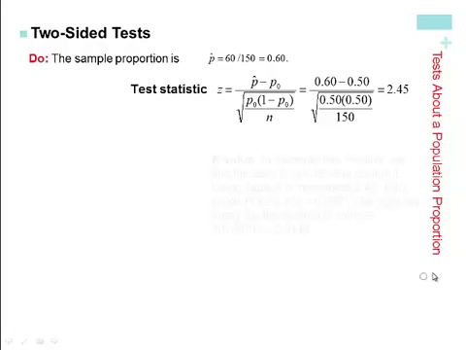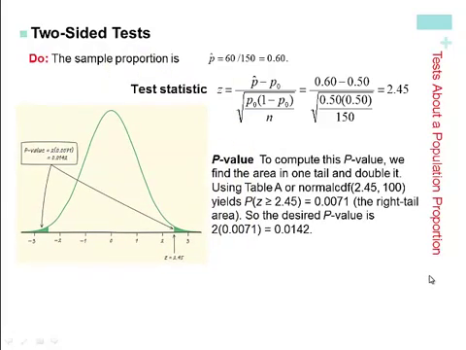Now I need to obtain the p-value. To compute this p-value, we find the area in one of the tails and double it. So I'm going to find the probability that z is greater than or equal to 2.45. When I do that, I get a 0.0071 area. The area is under the right tail of the distribution. So what I would need to do is double that area, because there's also an identical tail below negative 2.45 in terms of that being a z-score. So when I double that, I end up with 0.0142.